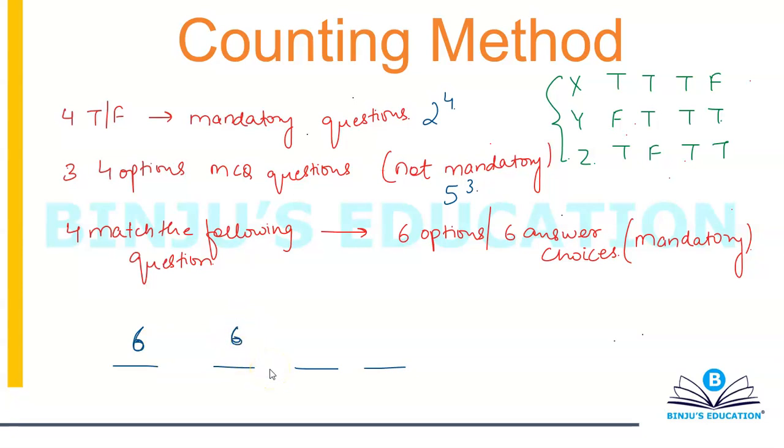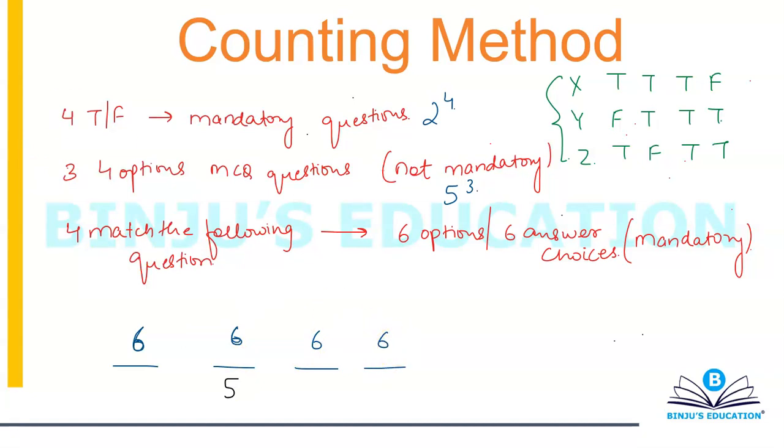If in case an option can be the answer to only one question, then in place of 6, I'd be writing 5 for the second one. Because one answer will be taken by question number 1 and cannot be the answer to the second, third, or fourth question, so one answer is out. In that case, I would have taken 5 for the second question. But since I specifically told you that an option can be an answer to multiple questions, that's why I'm taking 6. That's why I'll be taking 6 for the remaining third and fourth question also.